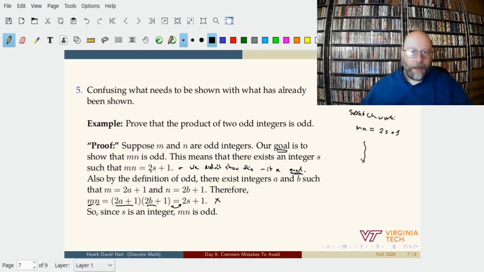This step hasn't happened yet. This is out of time, out of order in the steps. And since it hasn't been shown yet, you can't use it here. Okay? All right, let's keep going.